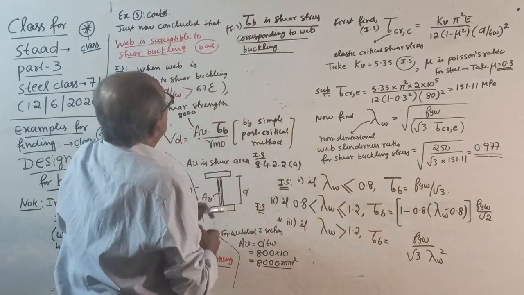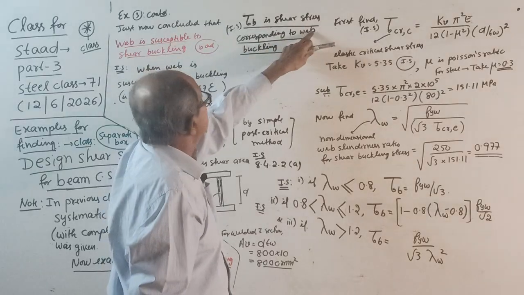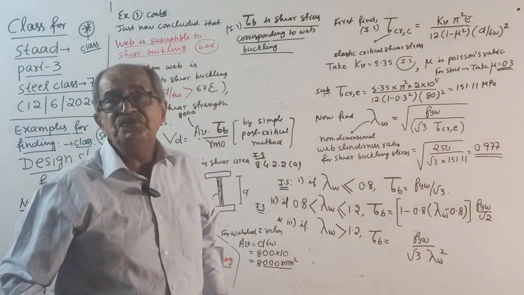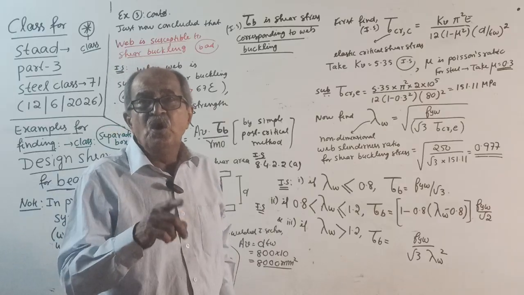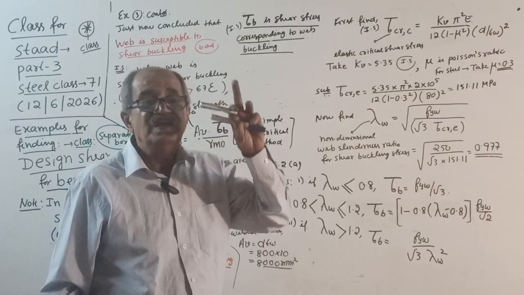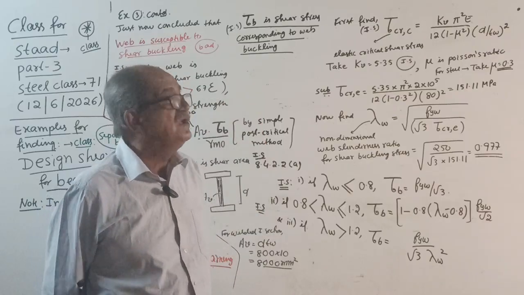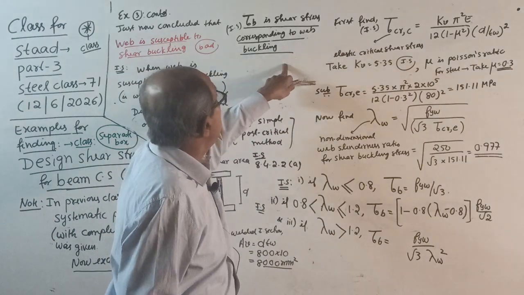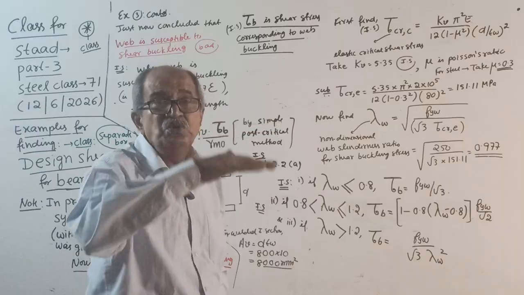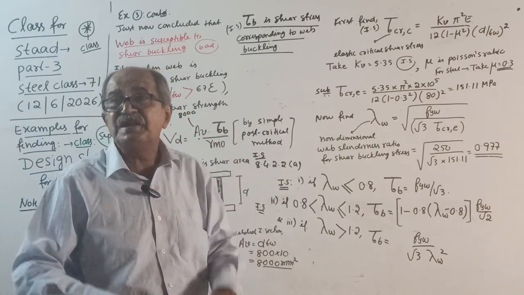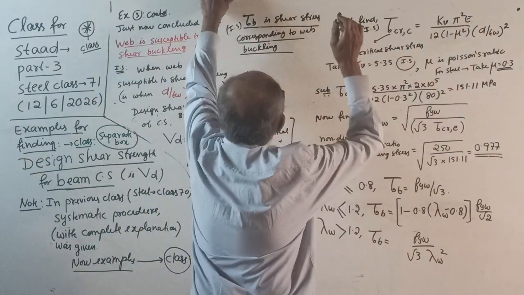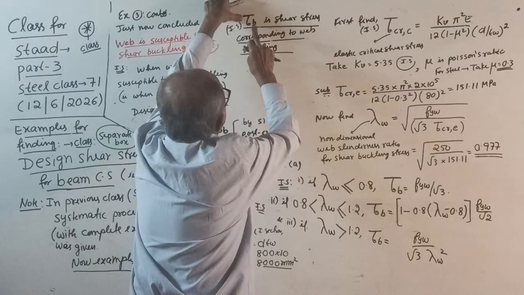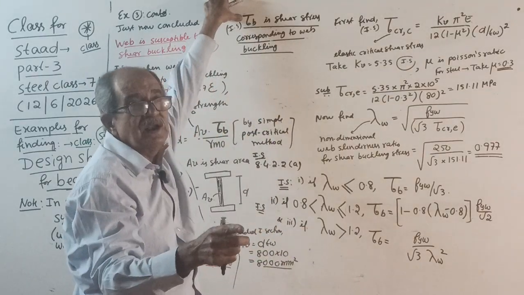IS code. Tau B is shear stress corresponding to web buckling. That is, web is weaker. You should not stress it like earlier when it was not susceptible. You should apply lesser stress, or you can write tau B is the reduced stress or reduced strength. To get tau B, see what you have to do. The procedure is given.